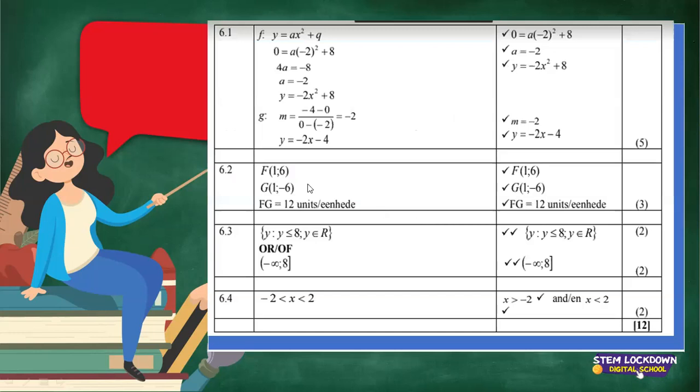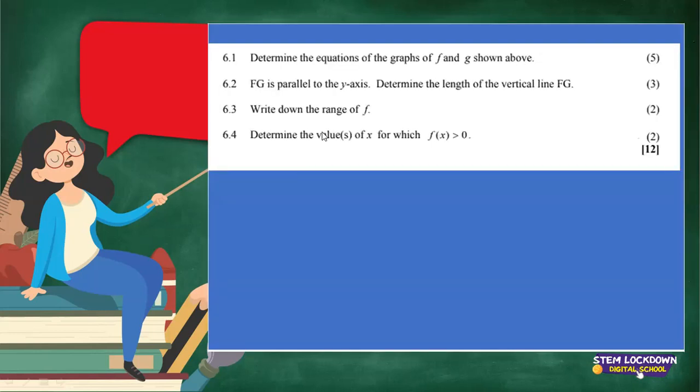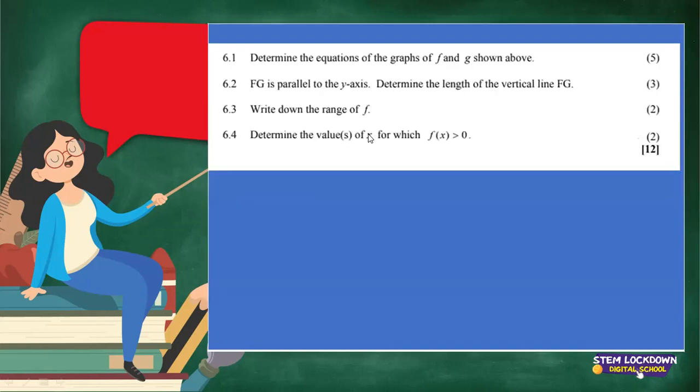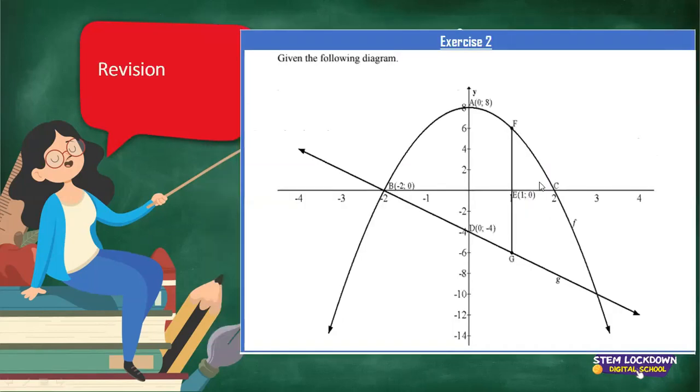So that will be 1 and 6, and then the difference will be, what question was that? Question 6.2. So F will be 1 and 6. So the coordinate of F will be 1 and 6. At F, if you substitute the value of 1 into the equation of the parabola, then you get 6.